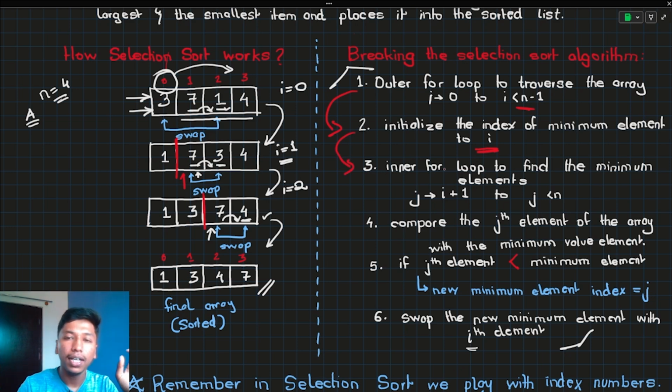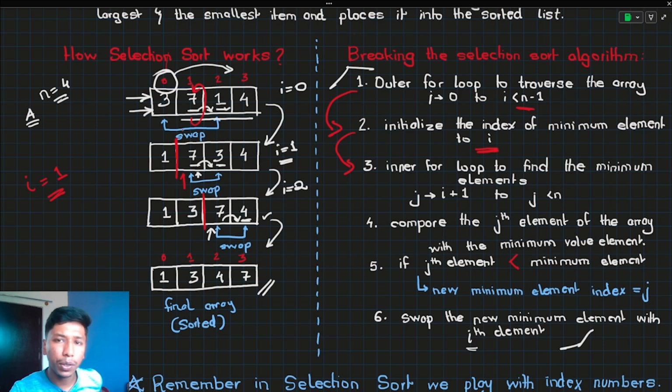Third step is, in order to compare the ith element with all other elements of the array, we have to have another inner for loop. Now there is a small twist with this. This inner for loop will start from the i plus 1th position. Now why the i plus 1th position? Suppose i value is 1. If I have to start from the ith position itself, it means I'll be comparing the ith element with itself.